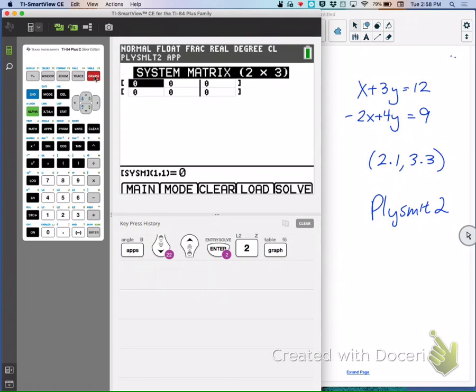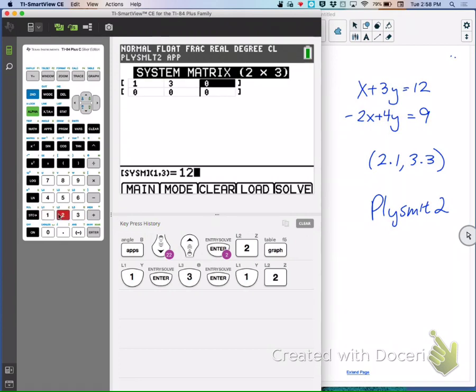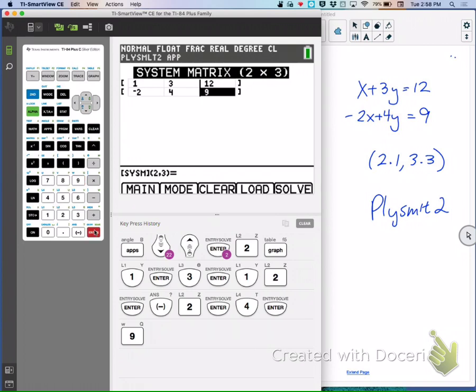So if I put in the system that we were doing that's written over there to the right side of the screen, I've got 1x, so hit 1, hit enter, and it'll take you across 3y, and then equals 12. Hit enter. Negative 2. Now, if it had been a minus 4y, I'd put in a negative 4. Otherwise, automatically, it's considered a plus. And then 9.